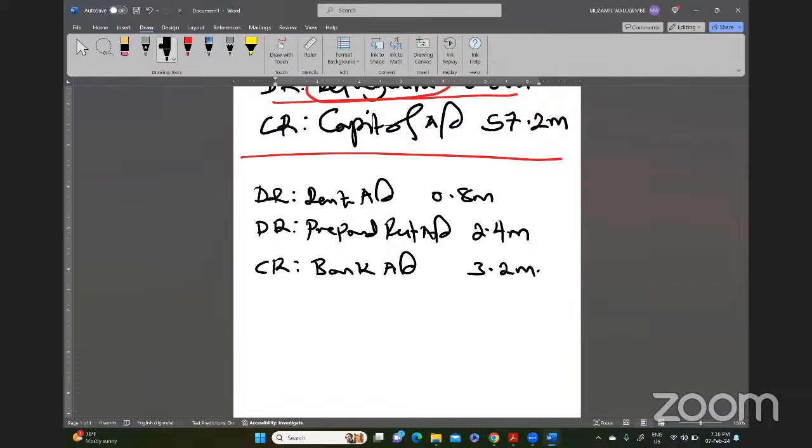3.2 million. Are we all okay? That is it. Okay. So which accounts do we need here? We need rent and then the prepaid rent. We don't need bank because we have it already.